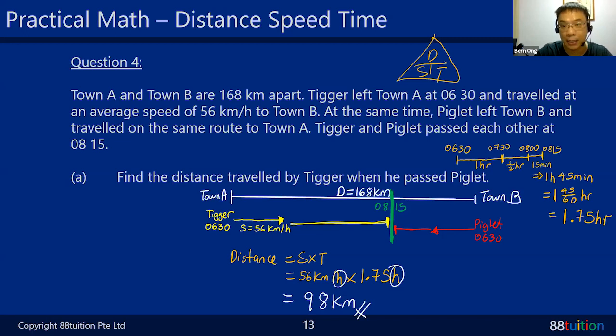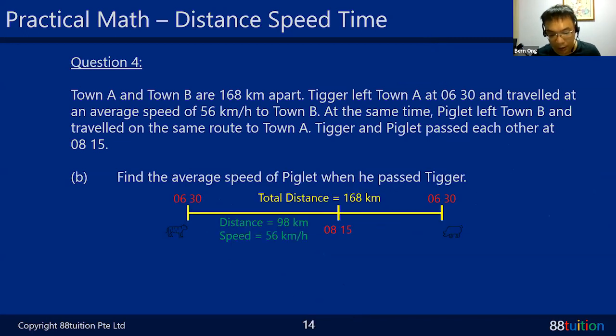Let's look at part B. All right, let me have my part B. Wow, so nice, the diagram. Can you see Tiger and Piglet? My drawing also not bad, huh? So what do we know? We know that the distance is 98 kilometers from the previous question. Find the average speed of Piglet.